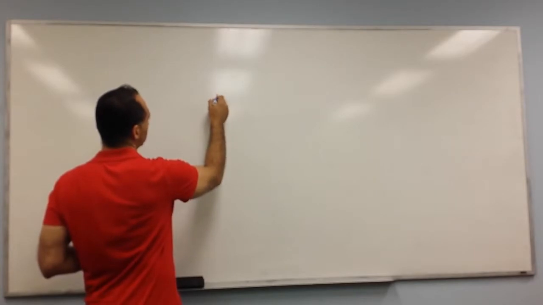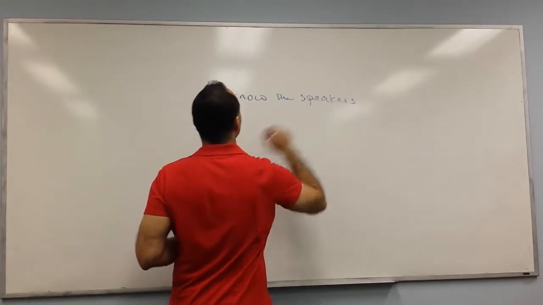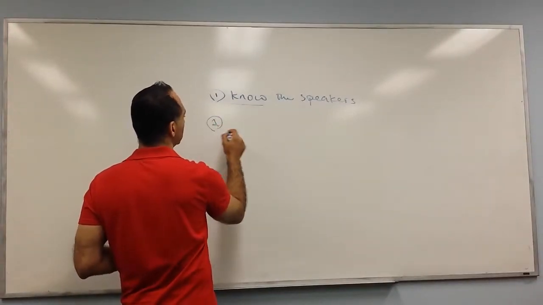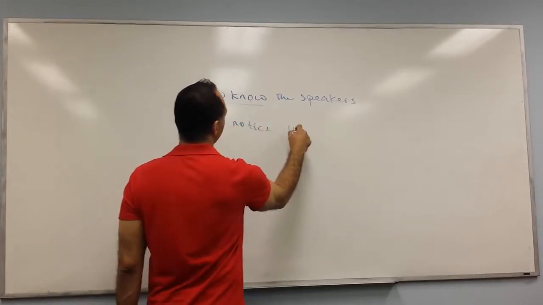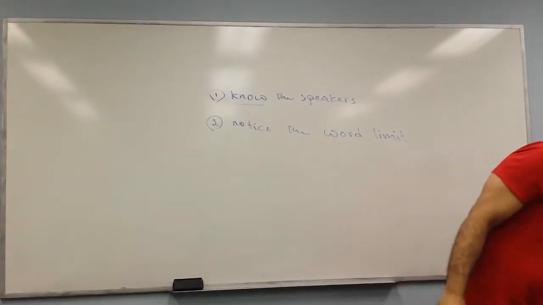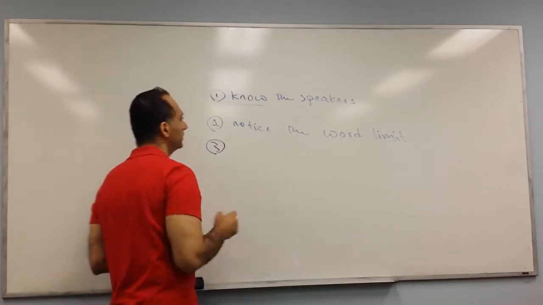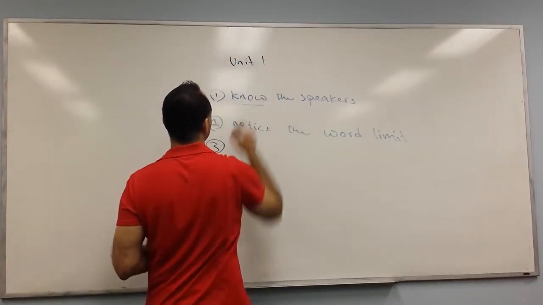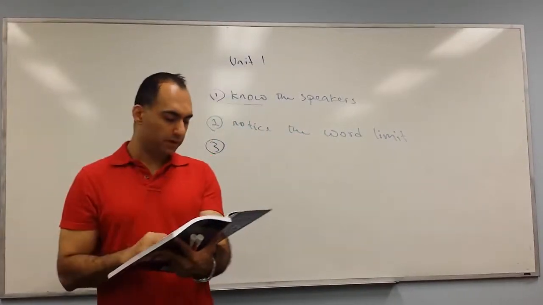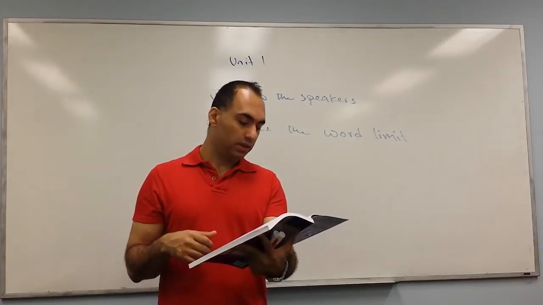The unit one is one, know the speakers. This is number two. Notice the word limit. And let's go to number three. This is unit one. The word limit, usually less than three. Notes are not complete sentences and do not always contain articles or full verb forms.